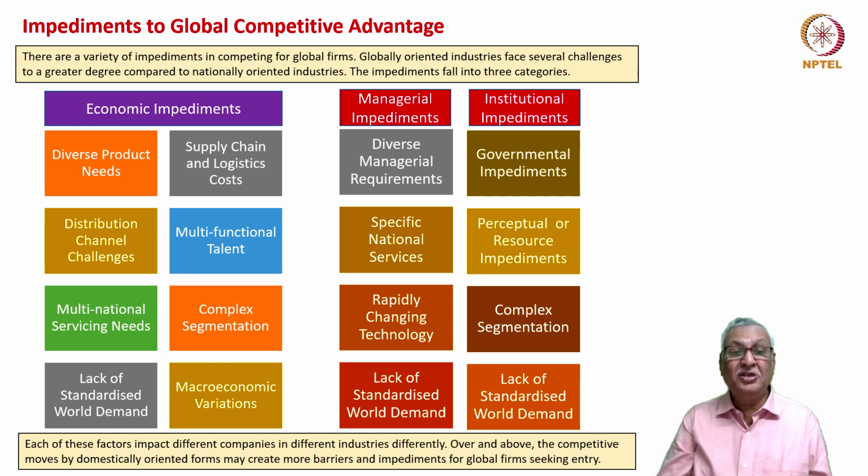Therefore, there would be three types of impediments: economic, managerial, and institutional. What are the economic impediments? The product needs will be highly diverse and they would grow more than proportionately. It is not just one country to two countries. The product complexity could be 1x to 10x. That's the kind of change. Supply chain and logistics costs will shoot up. Distribution channel challenges will be some of the biggest challenges that are faced when a company enters a new market.